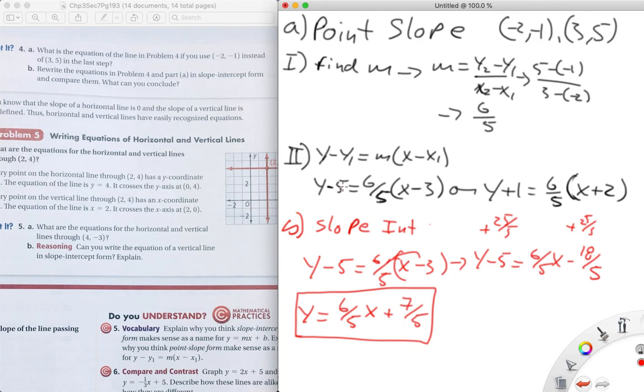So you can put it in point-slope form, distribute the slope using the distributive property, and then add or subtract the y-coordinate on both sides, and that will get you your slope-intercept form.